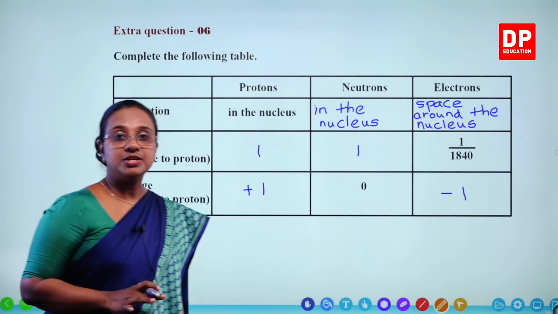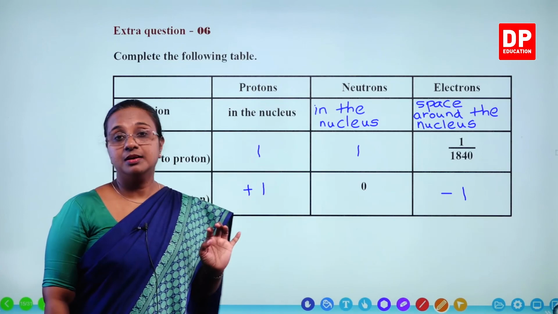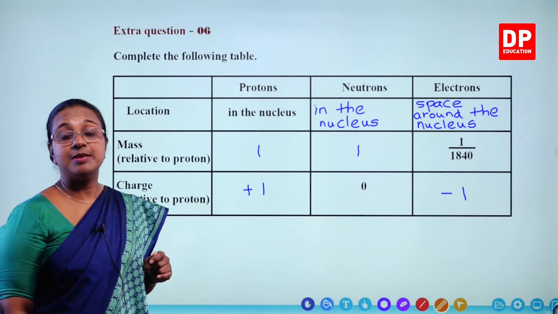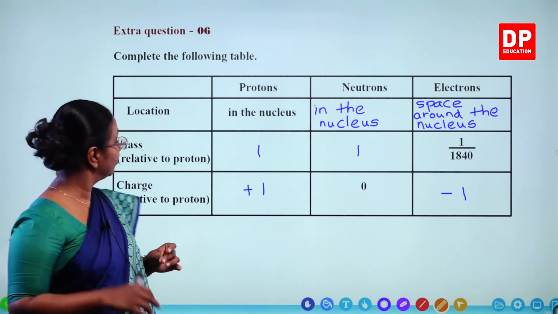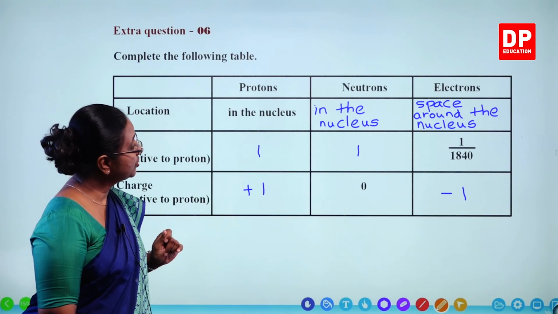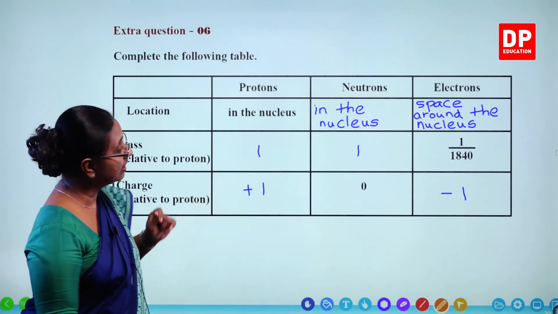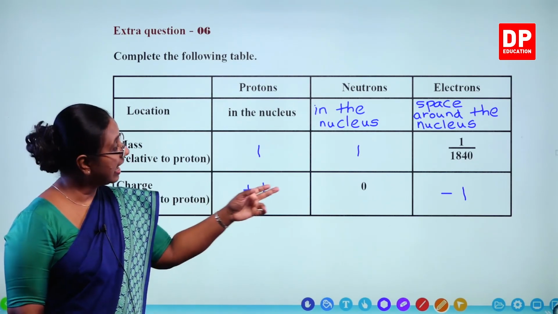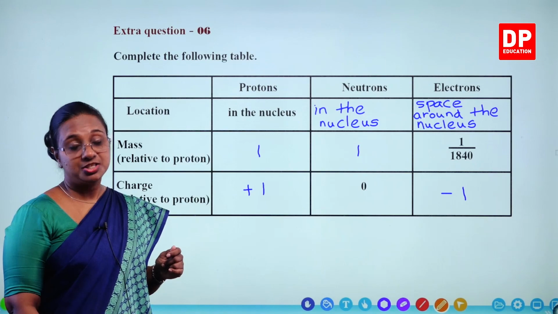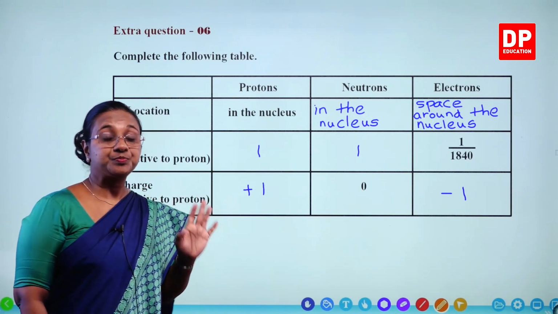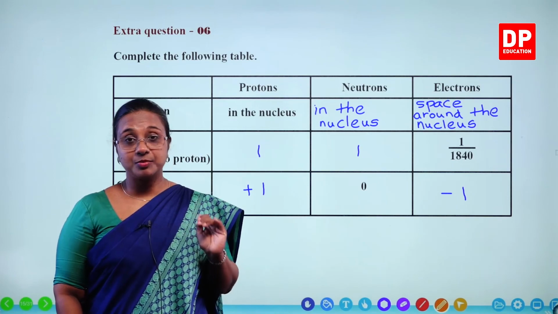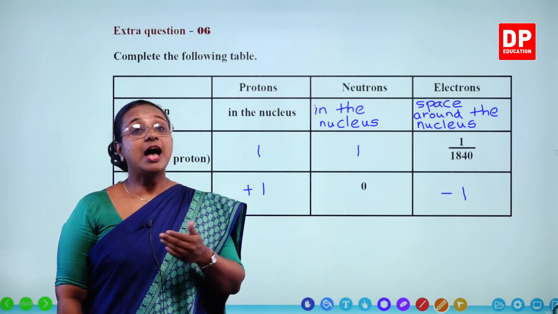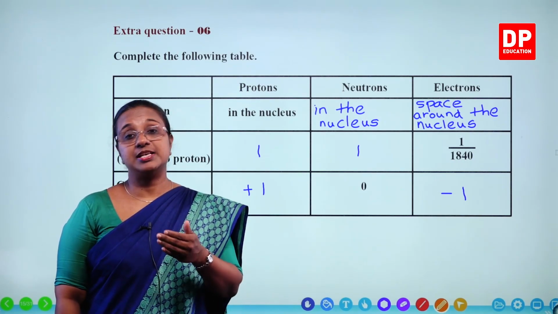So is this okay, students? We have filled up the properties. So location of neutron is in the nucleus and electrons, they move around in the space around the nucleus. Then mass, protons and neutrons have 1 each, but the electrons it's given to you. And charge, protons have positive charge and electrons have negative charge. Is that clear to you all? So with that, students, I am going to end this particular chapter, and in the next chapter I will be continuing with some more extra questions.